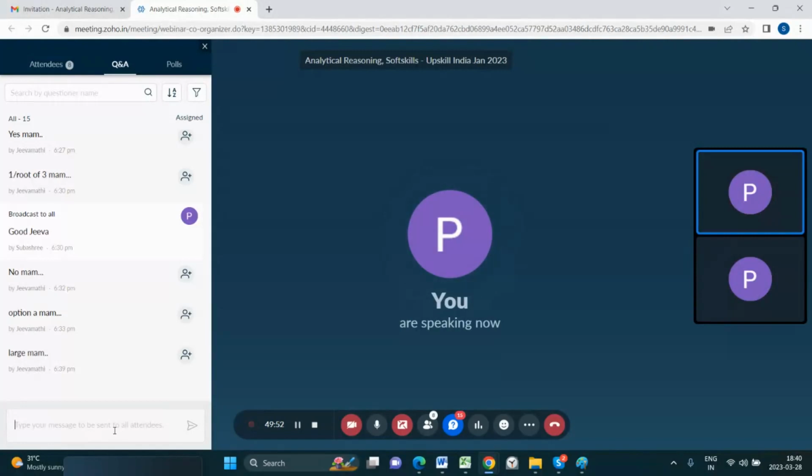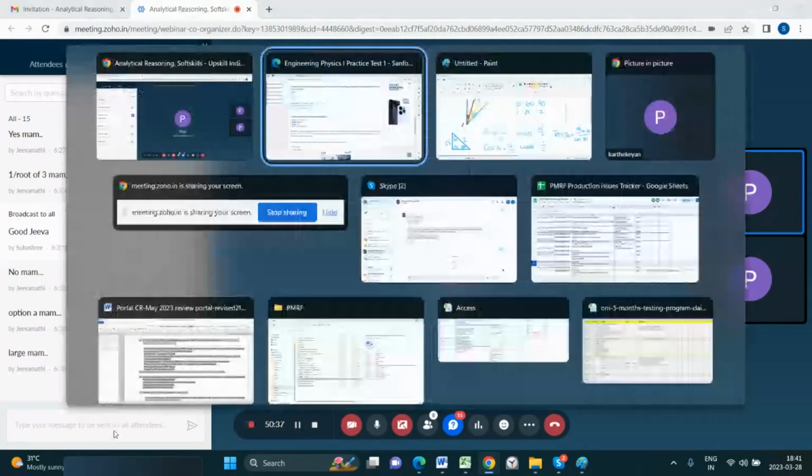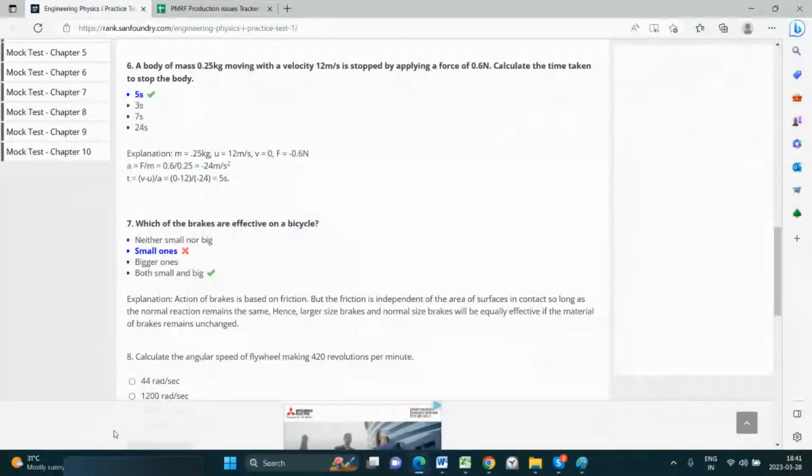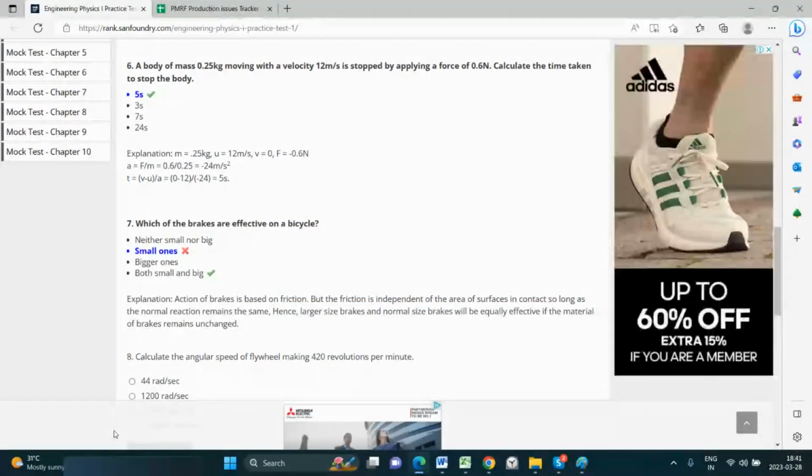Suppose there is a bicycle. There are many types of cycles. The cycle used for races is different, the cycle we normally take to school is different, and the cycle for college is different. Then there are exercise cycles, which are all different. When you are applying the brake, the friction is on the ground, and the cycle is going to stop on the ground. But the friction is independent of the area of surfaces in contact as long as the normal reaction remains the same.